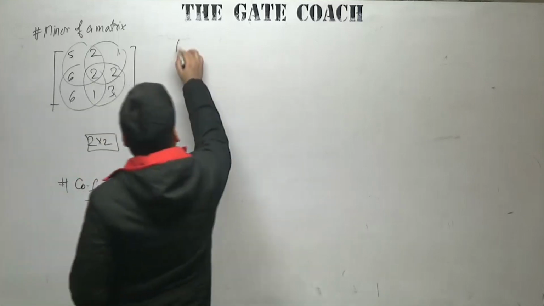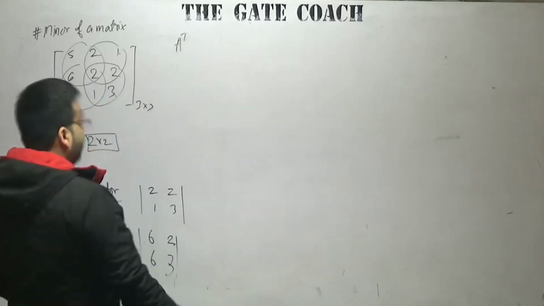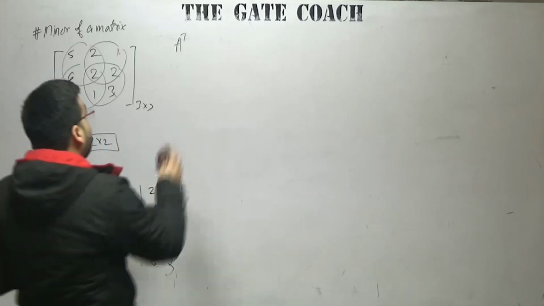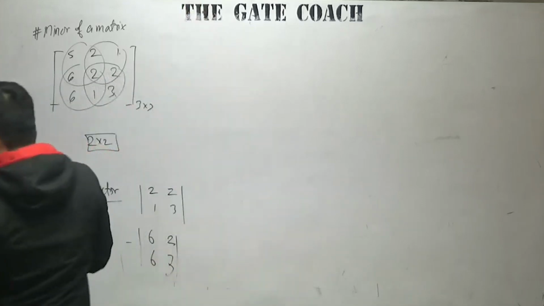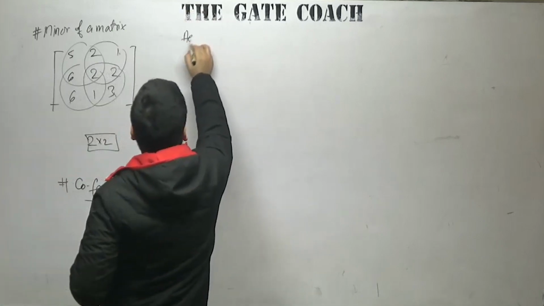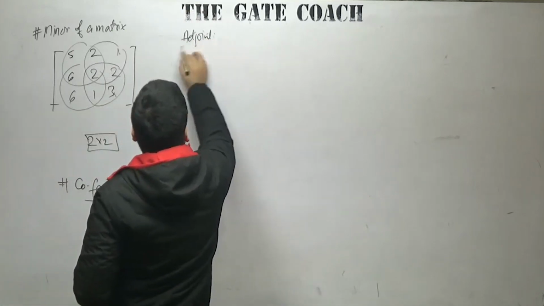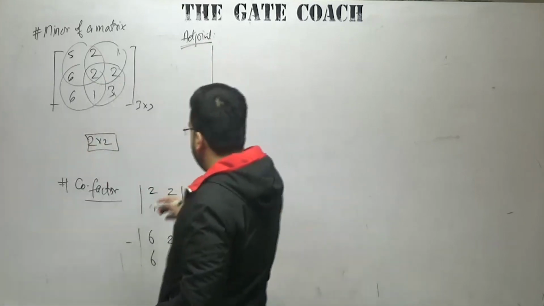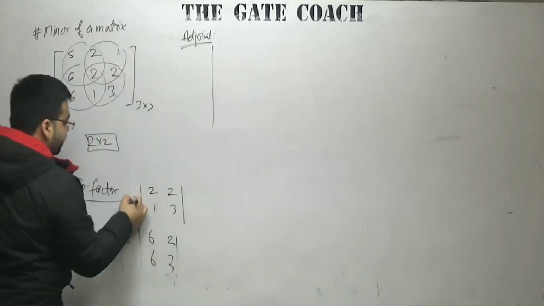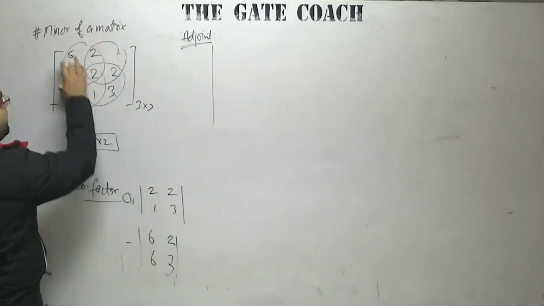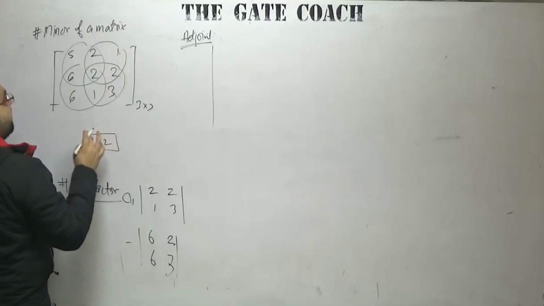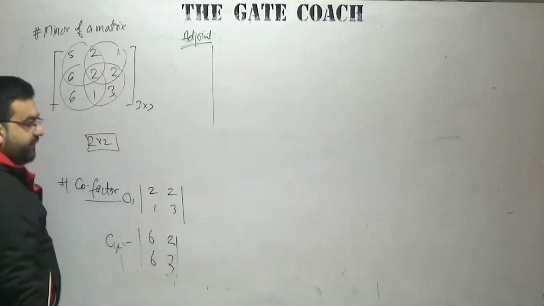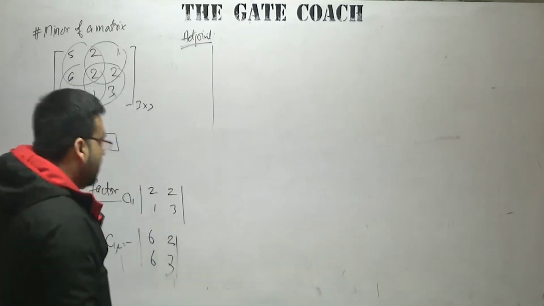Then we have the adjoint. That is the transpose of the cofactors. So a matrix will be formed, right? Let us say this is your 1, 1. This is your C1,1. This will be your 1 and 2. This will be your C1,2. So there will be a lot of cofactors. 9 cofactors will be there.